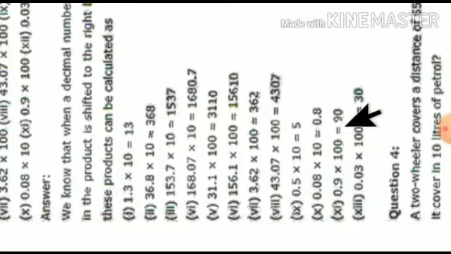So equal to 90. 0.03 into 1000 equal to, here 1000 means 3 digits are there. But after point there are only 2 digits. So we have to put 0. So equal to 30. This 030 means this 0 will be removed. So equal to 30. Now question number 4.